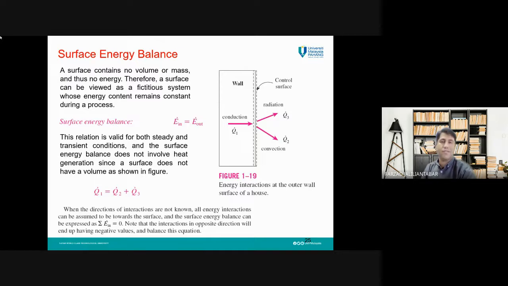our discussion about energy balance for some other special cases. One of them is surface energy balance. Why is it important? Usually the heat transfer is occurring on the surface, and if we can find a relationship, or if we can write an energy balance for the surface, our calculation equation will be much easier. Why do we have this special case?